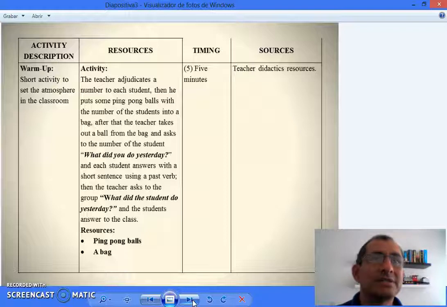The resources for this activity could be ping pong balls with numbers and a simple bag, or whatever. This is a bag to put the balls inside. The timing for this activity is going to be 5 minutes. And the source for this activity is the teacher's didactic resource.